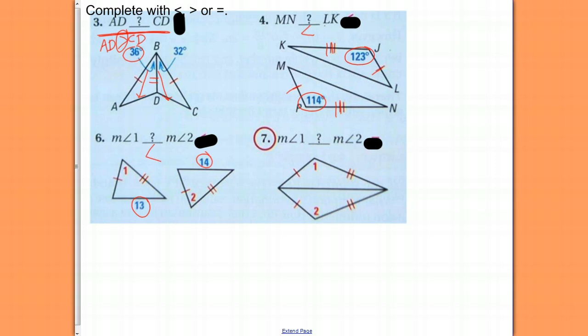All right, question number 7, they're sharing a side. These two triangles are sharing a side. So if you look at those triangles carefully, those opposite sides of angles 1 and 2 are equal. And plus, you've got congruent triangles, side, side, side. So these two angles are corresponding, so they are going to be equal to each other.